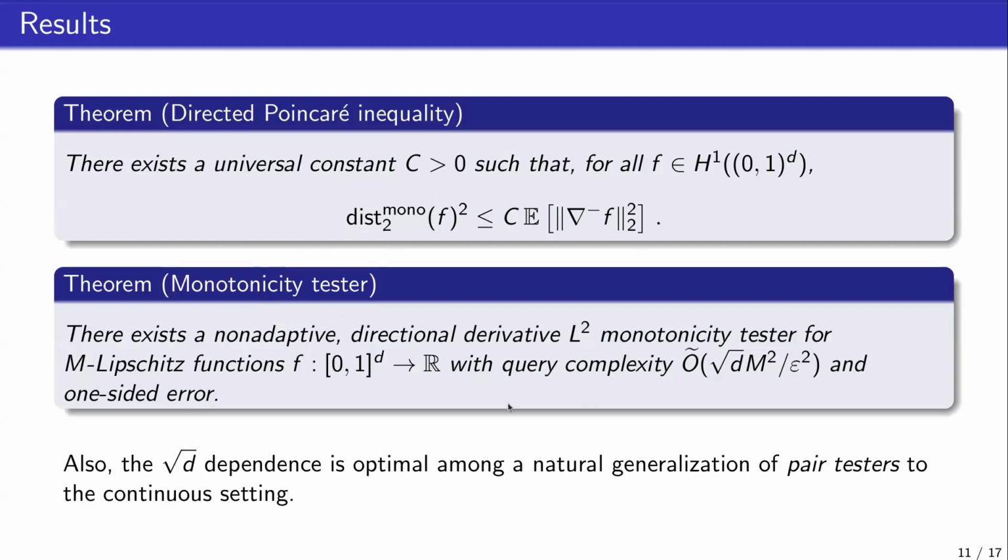And then the only other thing I want to say about the result is that this square root d dependence, I don't know if it's tight for any type of tester, but for the type of tester that we give, and in particular for this continuous generalization of the so-called pair testers from the discrete setting, square root d is optimal. So if you want to do better, you need a tester that does something different from what we do.